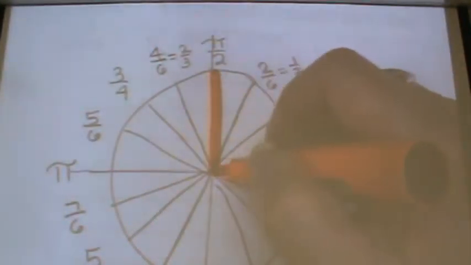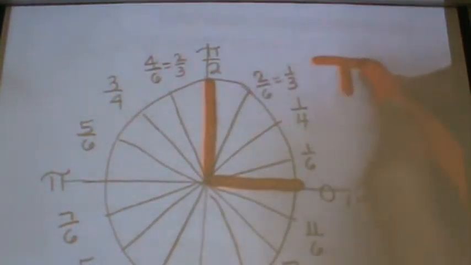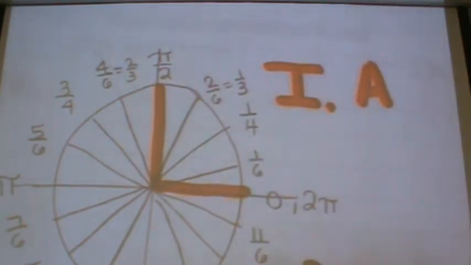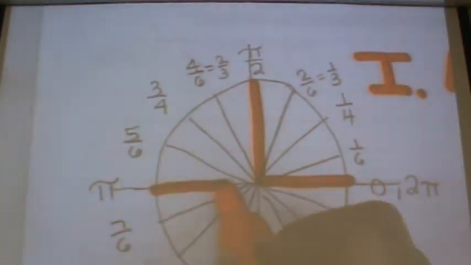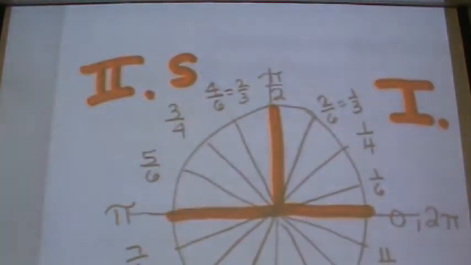Now let's talk about quadrants. See these right here? What quadrant is this in? 1. And in quadrant 1, they're all positive. Okay, what about this quadrant right here? This quadrant is quadrant 2. In quadrant 2, sine is positive. The other two are negative.